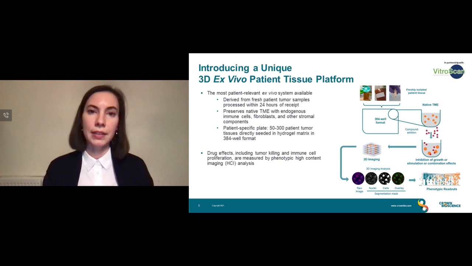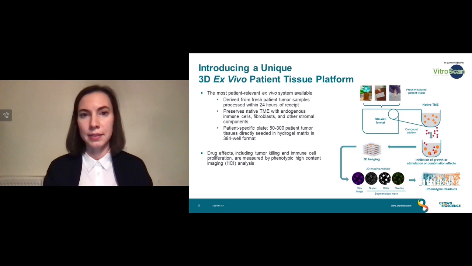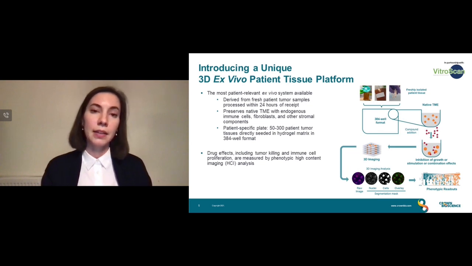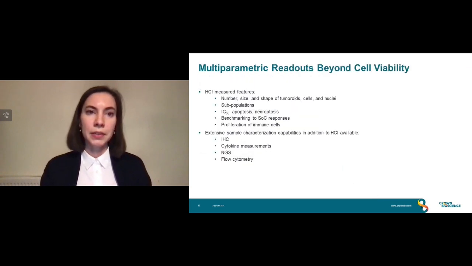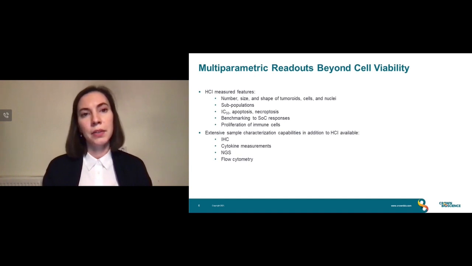The cultures are then exposed to the drugs, and we keep the cultures for about 5 to 7 days. Afterwards, we fix and stain the cultures and do the imaging and optical sectioning in 3D. Then our proprietary image analysis platform performs the image analysis, and we can extract multiple phenotypic readouts from these cultures. Examples of the readouts are number, size, and shape of the tumoroids, cells and nuclei. We can also analyze different cell subpopulations and proliferation of immune cells, for instance.